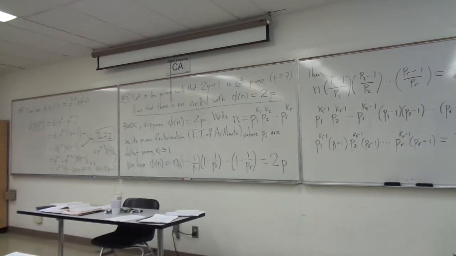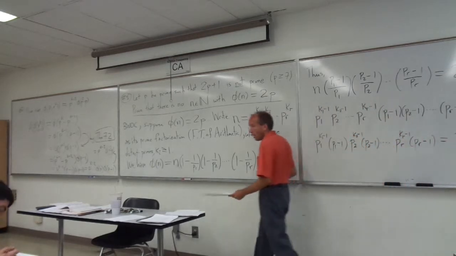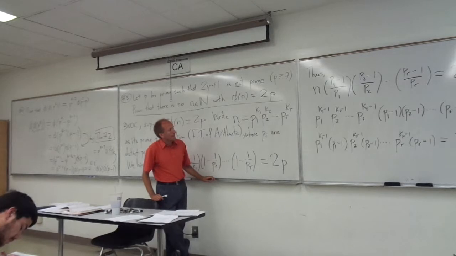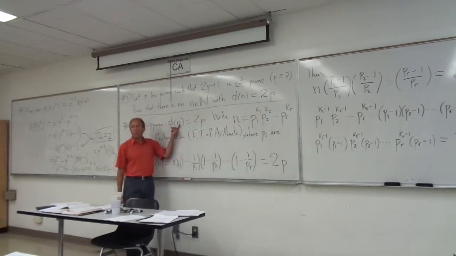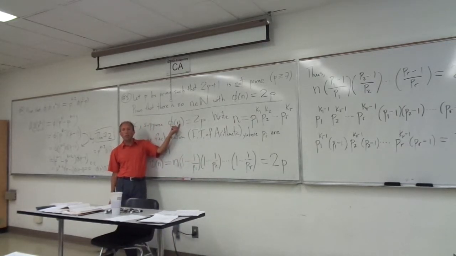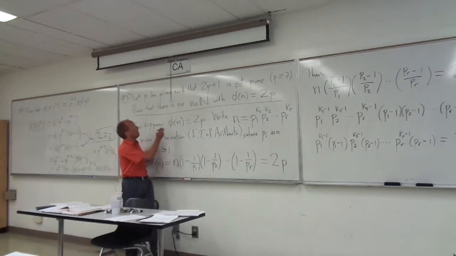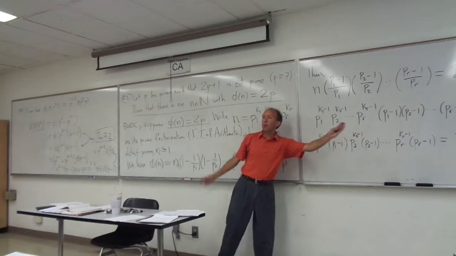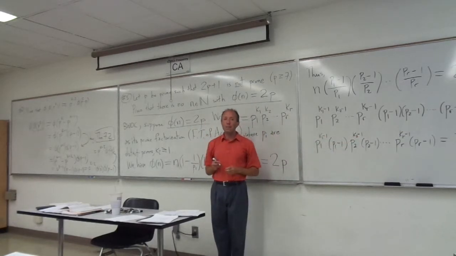And then all the P1 terms equal phi of P1 to K1, and all the P2 terms equal phi of P2 to K2. So ultimately, it's going to equal phi of n, right? So I don't really want to go back to that. This is where I started from, and I've broken it down to this point. We don't want to use phi at this point.